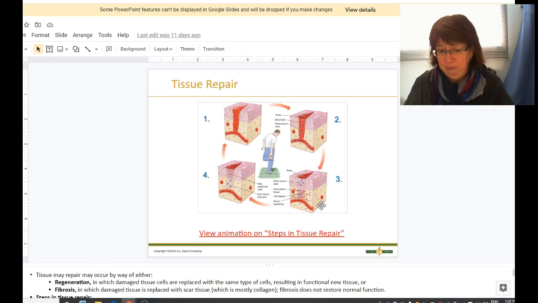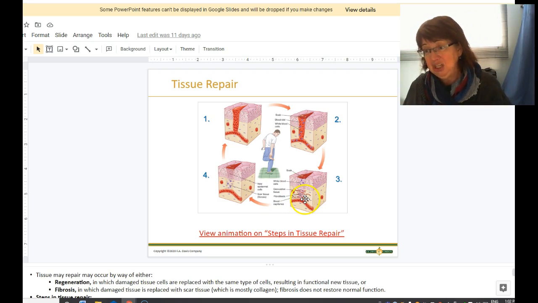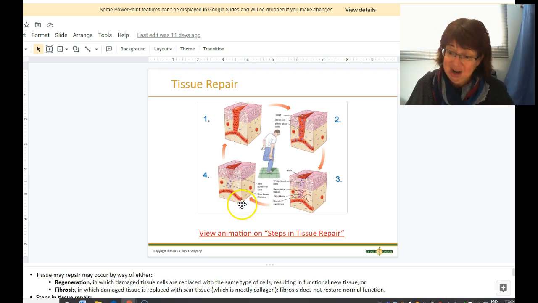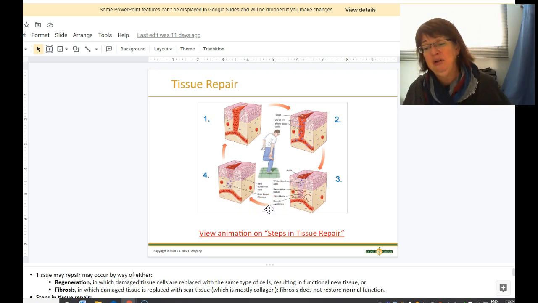If you have severe damage, you'll end up with what's called a fibrous repair. And in fibrous repair, you have more collagen laid down in order to hold the tissues together. And that collagen will then impede the function of it, so it's not normal, and you end up with scarring. So scarring prevents normal function.